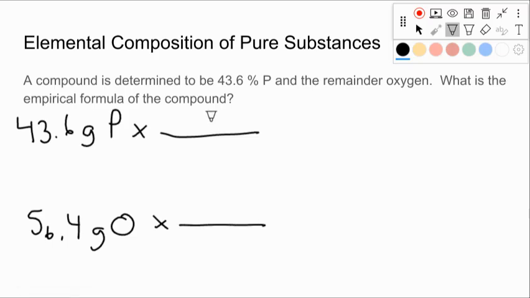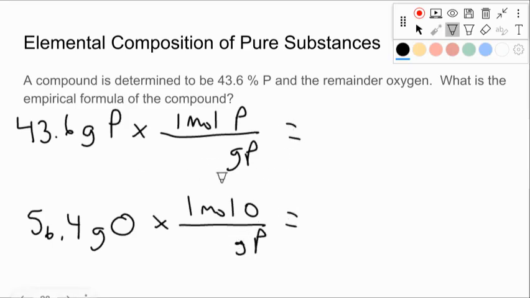So again, my first step is I got to change the percent to grams, then convert them to moles by doing a basic gram to mole conversion. This number is going to come from the periodic table. I accidentally wrote P instead of O. This number comes from our periodic table, so this is 16.00. And then phosphorus is 30.97.